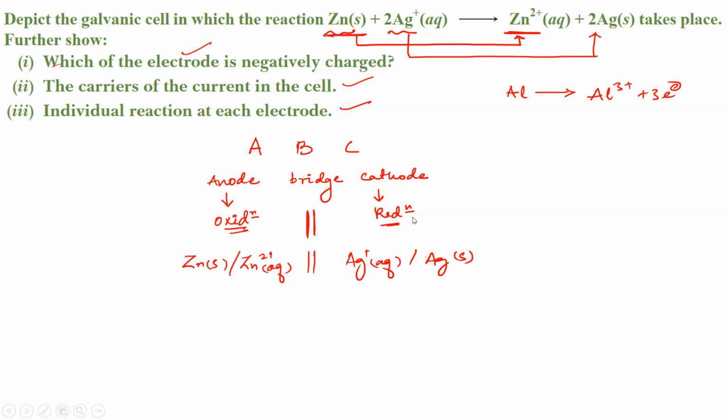Now the question is which of the electrodes is negatively charged? This is anode, so you will have to tell me which is negatively charged, anode or cathode? Anode. Anode is negatively charged. Why? Why is it negatively charged?